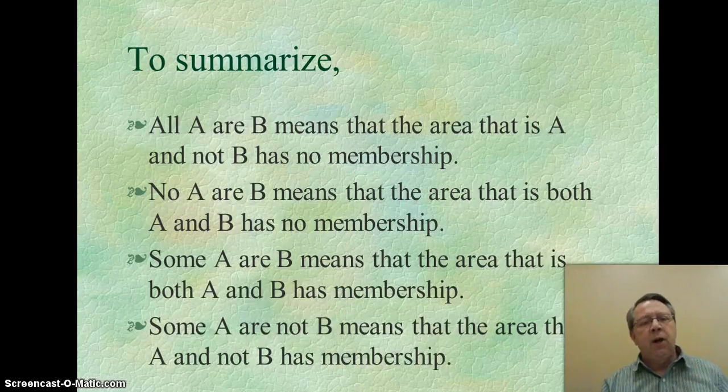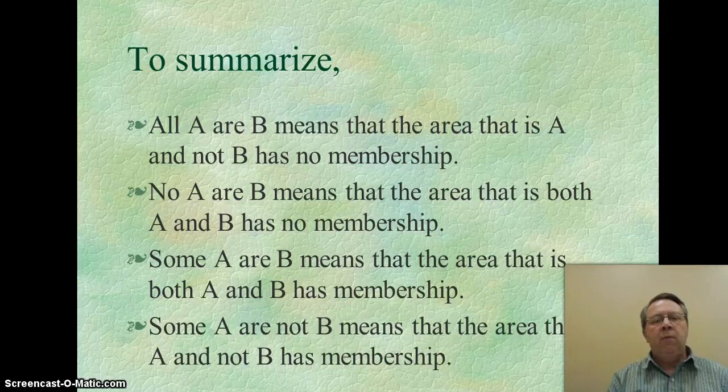Okay, so here's how we summarize. All A are B means that the area that is A and not B has no membership. No A are B means that the area that is both A and B has no membership. Some A are B means that the area that is both A and B has membership. Some A are not B means the area that is A and not B has membership.